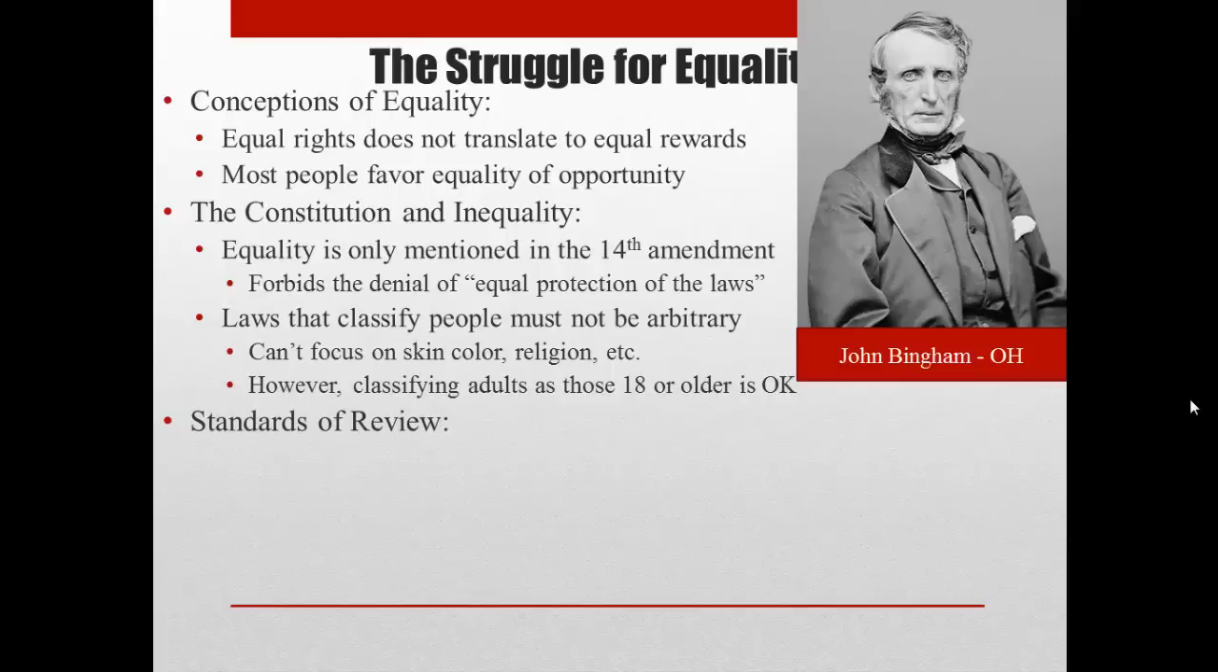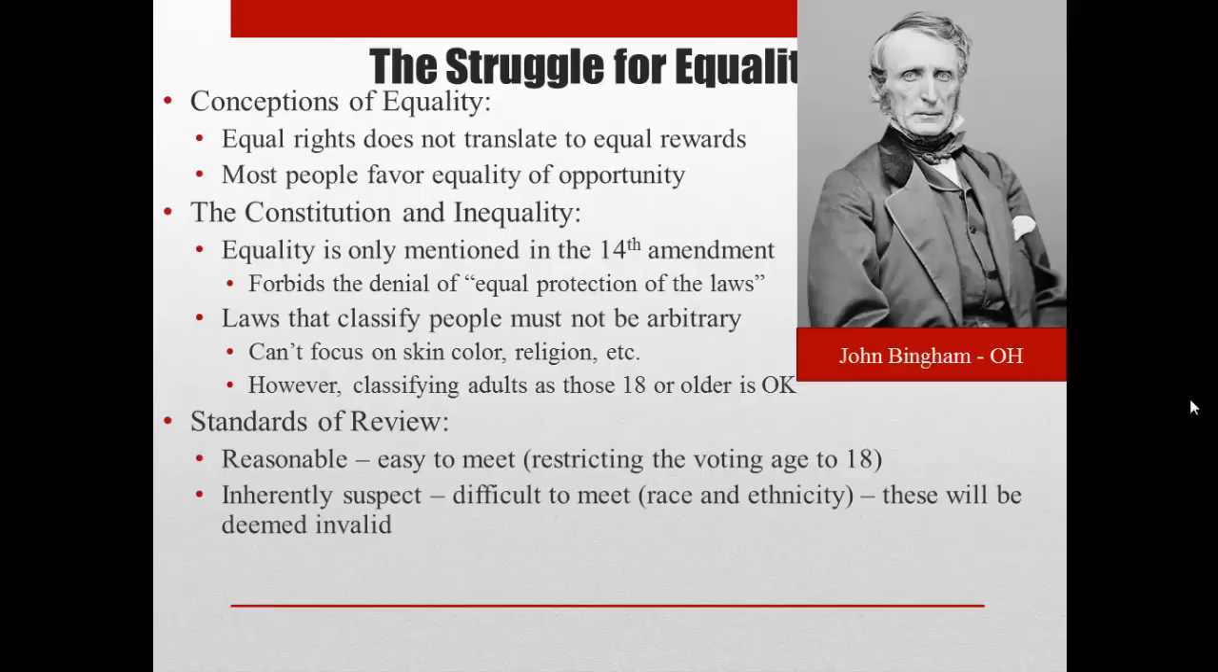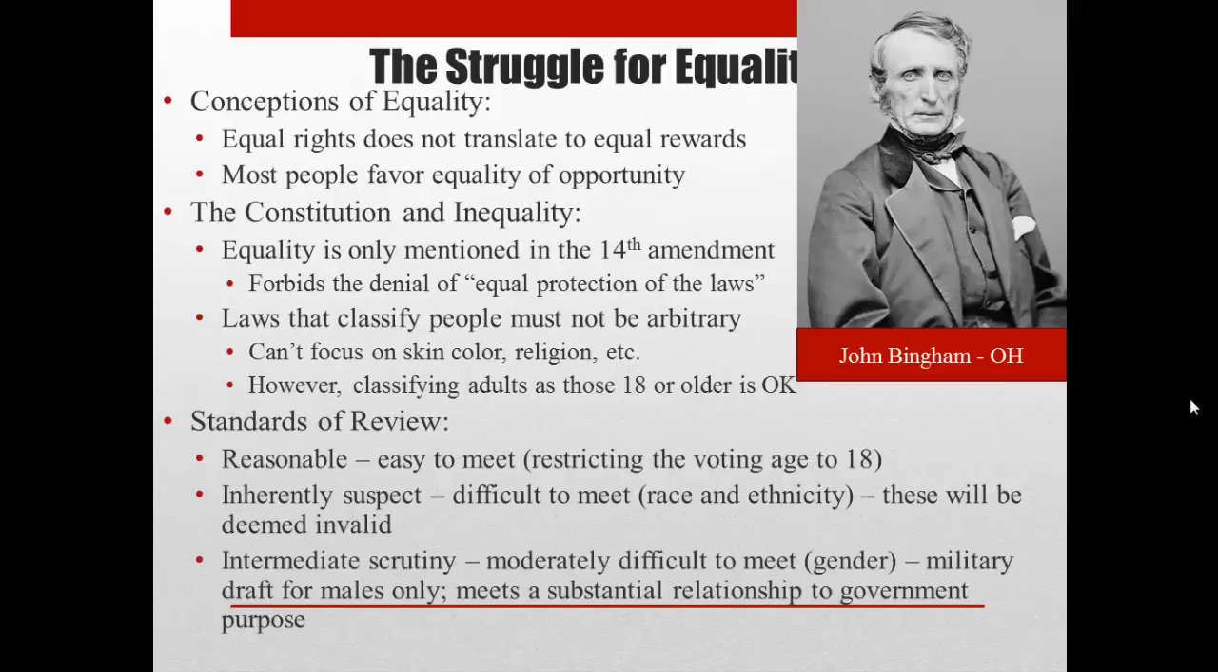This is what the Supreme Court uses when looking at laws. A reasonable standard of review is easy to meet, and this is acceptable, like restricting the voting age to 18. Inherently suspect means that it's difficult to meet. These laws will not have a good chance of surviving. These are based on race and ethnicity, so these will be deemed invalid, most likely by the Supreme Court.